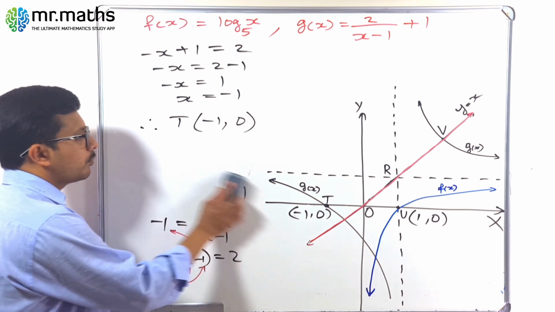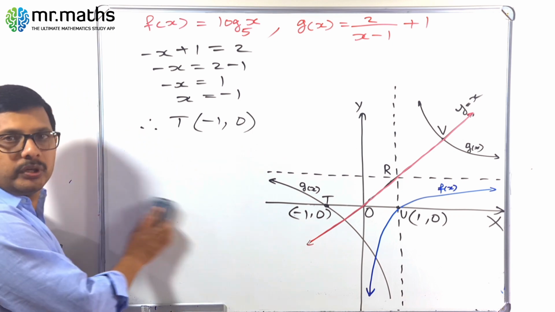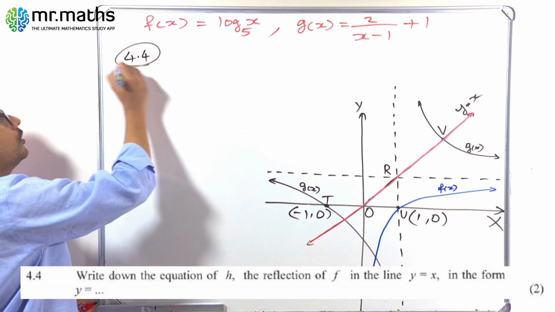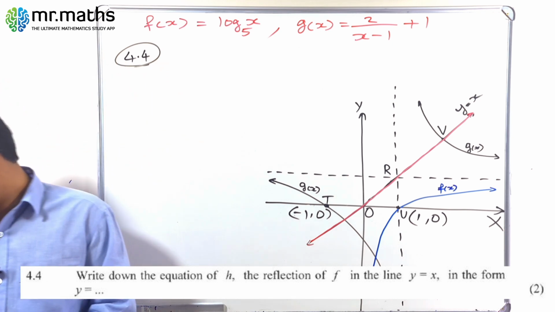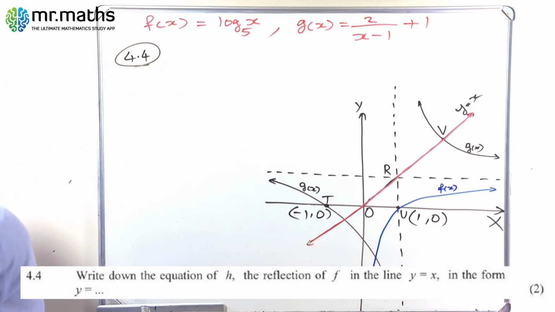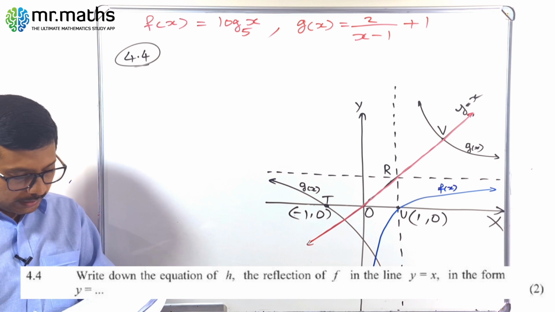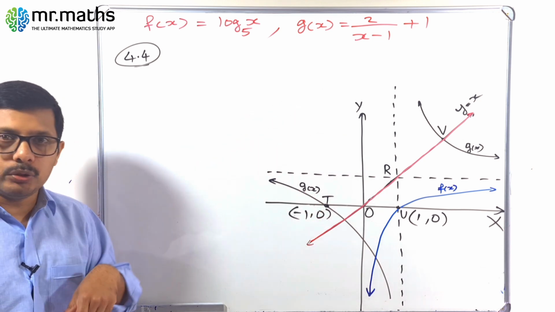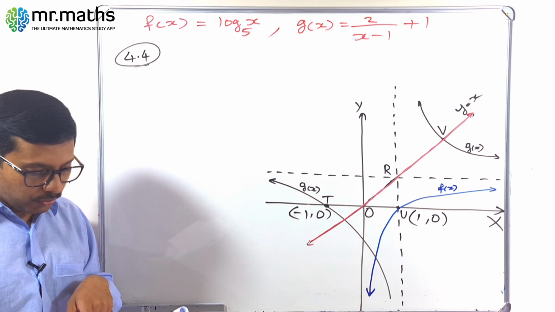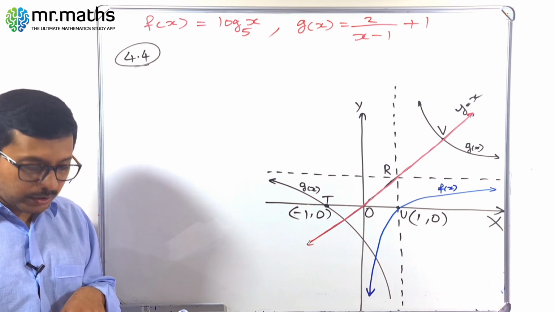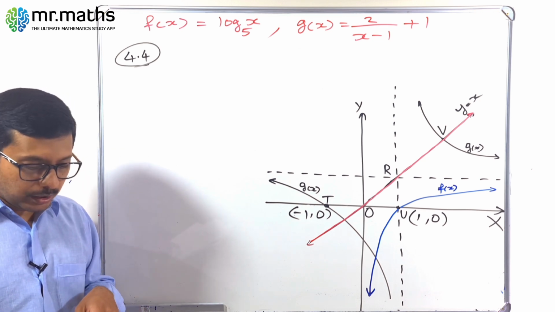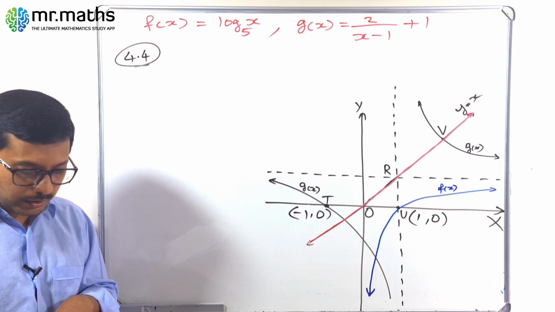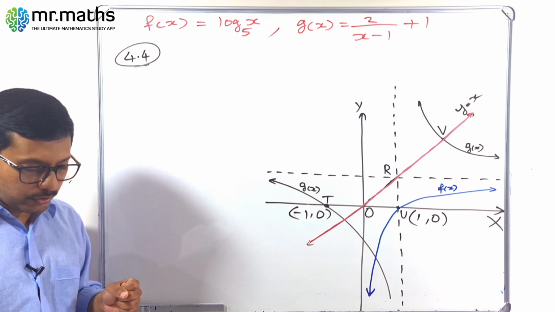Okay, now let's move to the next question, question number 4.4. What is that question? Write down the equation of h. So there is no h here, so that is a new equation. Okay, write down the equation of h. Then what is this h? The reflection of f in the line y is equal to x, in the form of y is equal to.